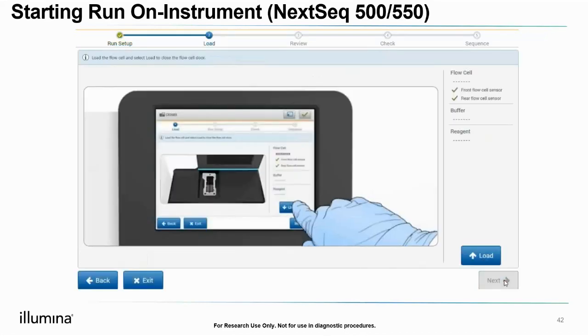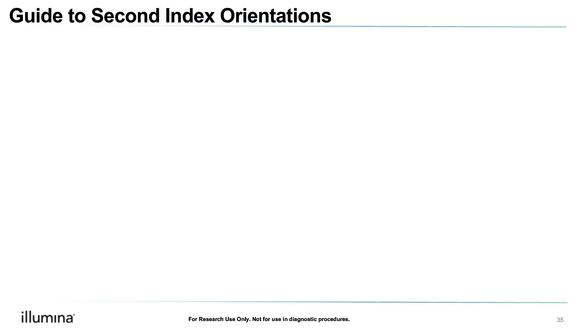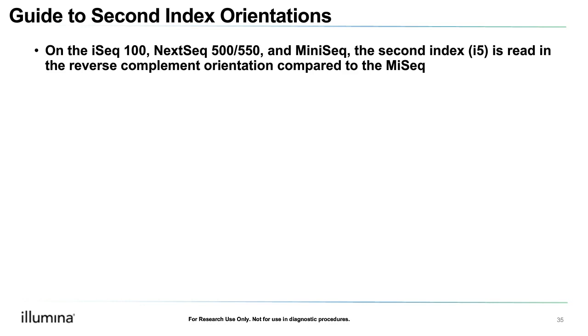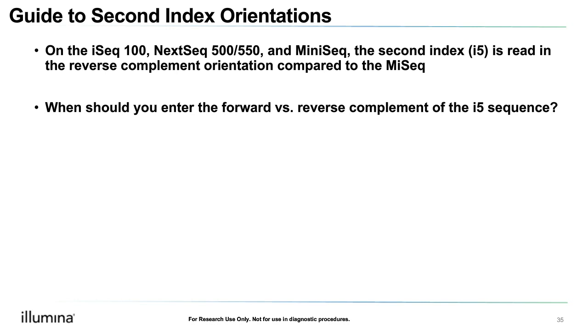Okay, so that was how you interact with the instrument control software to set up the run using Local Run Manager. Now, in this slide, we've talked a little bit about this a few times, but I want to talk in detail about the guide to the second index orientation. As you might know, on the NextSeq instrument, the second index, which is I5, is read in the reverse complement orientation compared to the MiSeq instrument. So the question here is, when should you enter the forward or reverse complement of the I5 sequence?